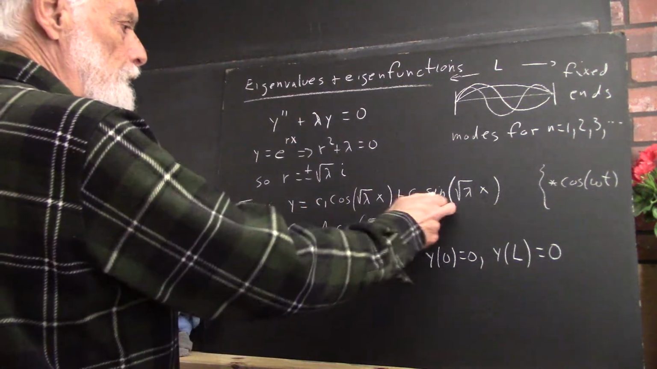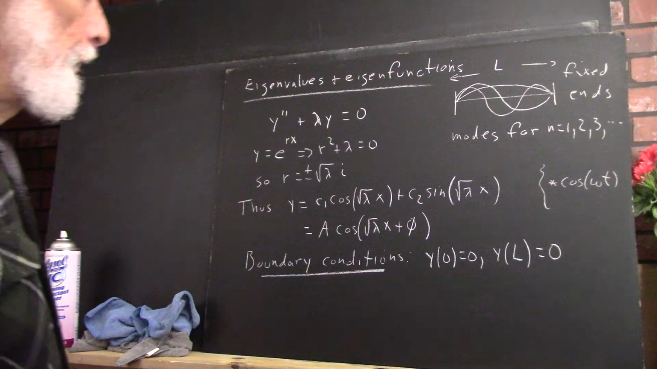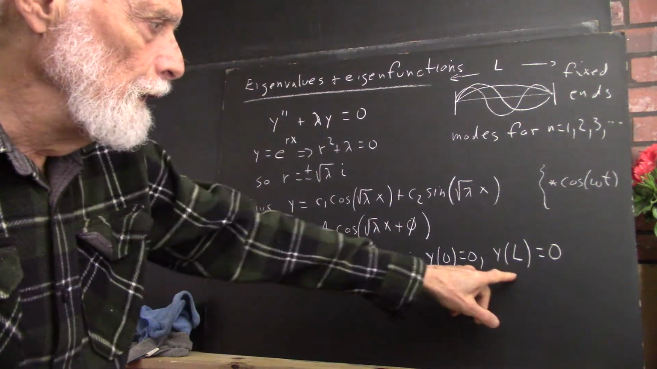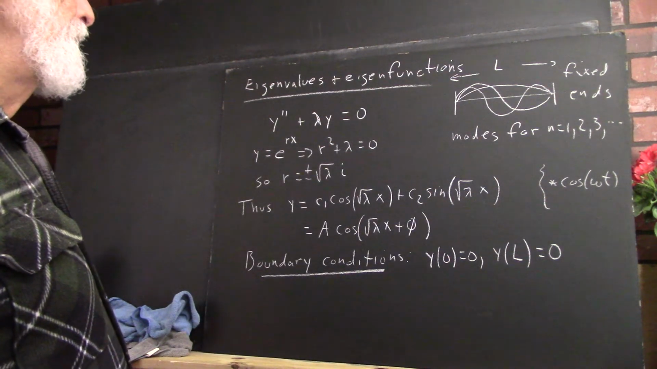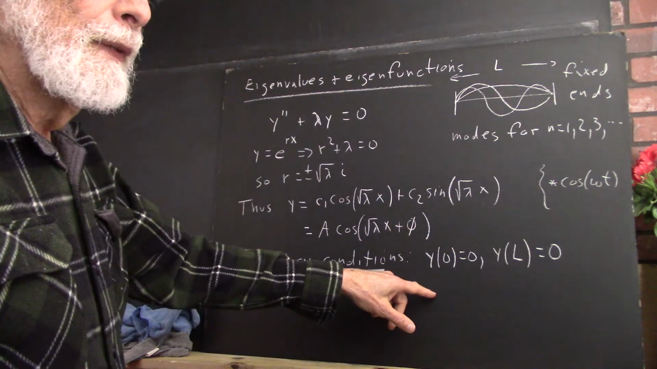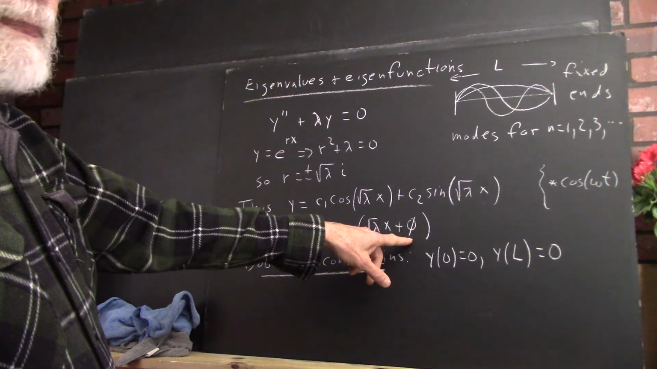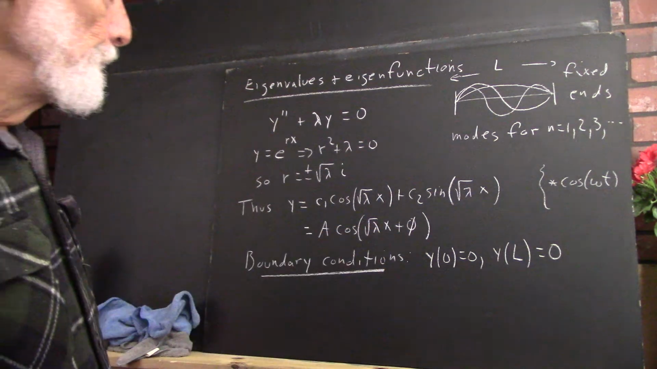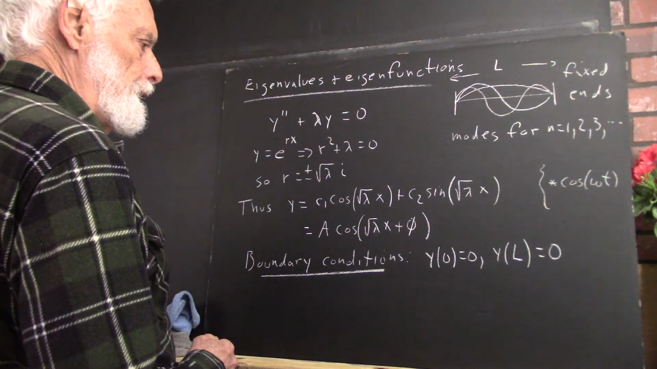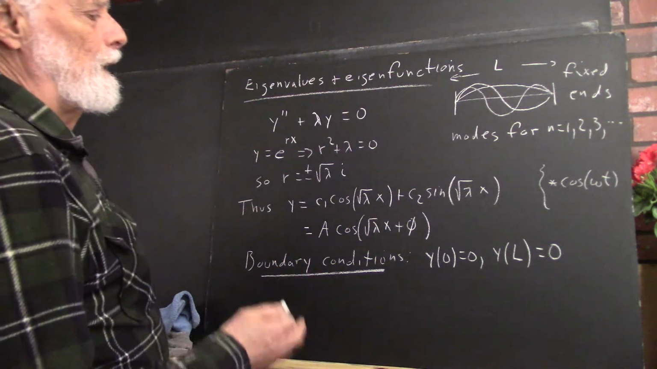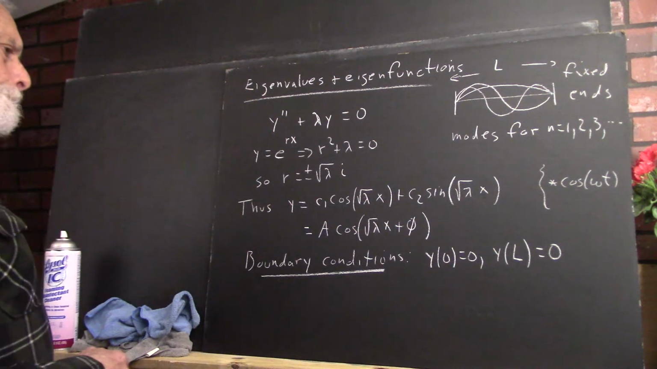Well, now we see that whichever form we use, we can plug in to these two conditions. This form is a little more convenient for these conditions than this one, because in this form we can see that phi has to be either pi over 2 or 3 pi over 2. Okay? And then we're going to find that our values of lambda are restricted.